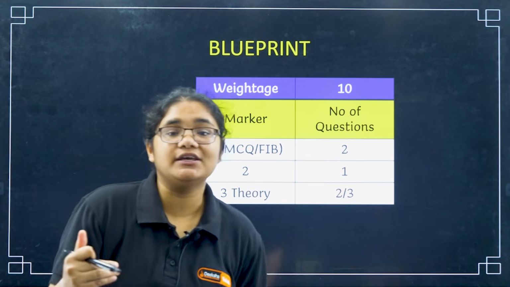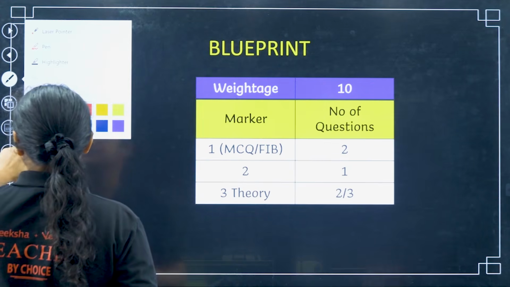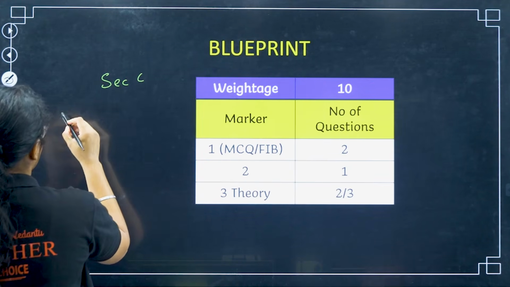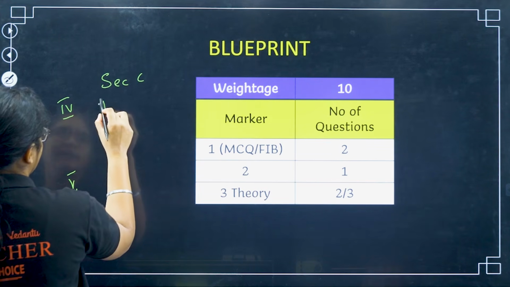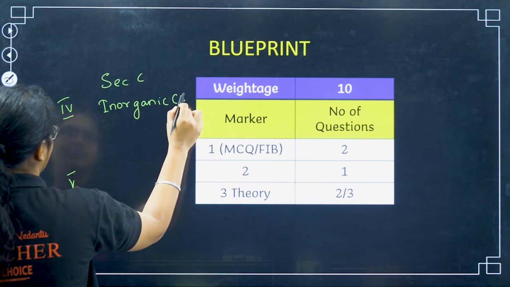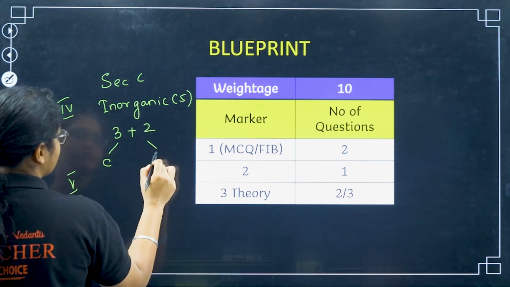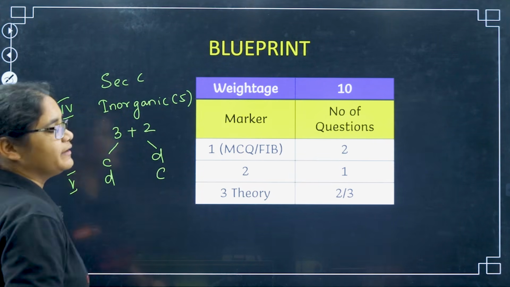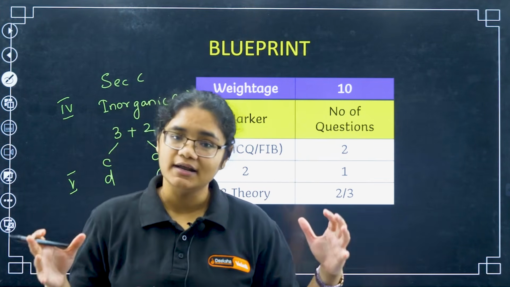Then comes section C, where there are three marker questions. In section C, I think you have question number 4 and question number 5. In question number 4 you will get inorganic questions. There will be 5 questions, so it will be 3 plus 2, meaning either 3 from coordination and 2 from d and f block, or the reverse, where d and f block has 3 questions and coordination has 2. So you can get either 2 or 3 questions in the 3 marker section.